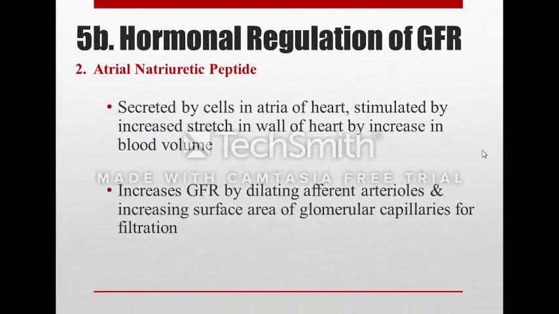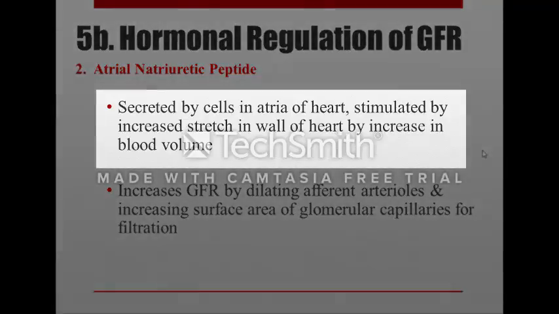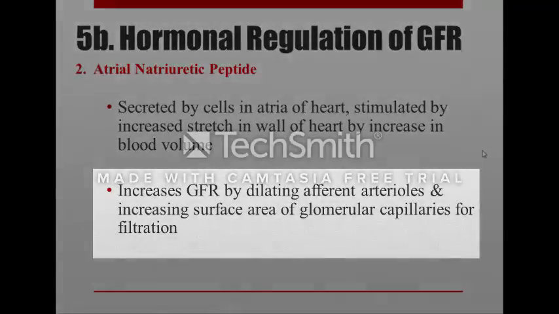The second hormone that's involved is atrial natriuretic peptide, and this is secreted by cells in the atria of the heart, stimulated by increased stretch in the wall of the heart caused by increased blood volume. ANP increases glomerular filtration rate by dilating afferent arterioles and thus increasing the surface area of the glomerular capillaries.